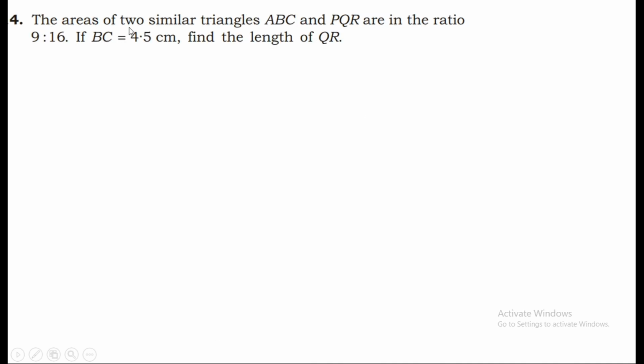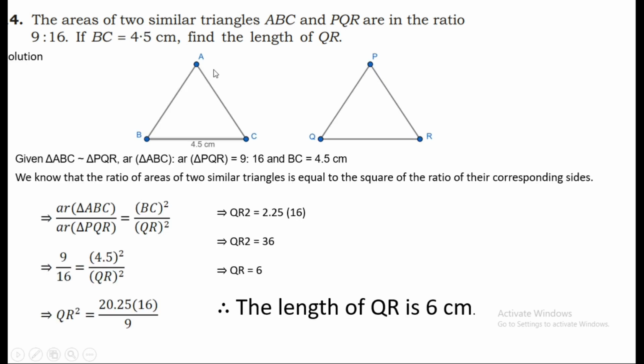The areas of two similar triangles are given. So you have to find the length of QR. So this is the theorem, the area of two similar triangles theorem. This is a very easy sum again. So you have two triangles ABC and PQR whose ratio of areas is 9:16 and they are similar. And BC is given 4.5. So we know that if the ratio of areas of two similar triangles is given, then the squares of the ratios of their corresponding sides are equal.